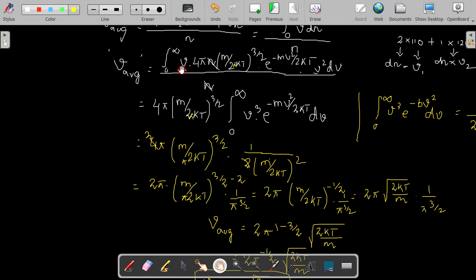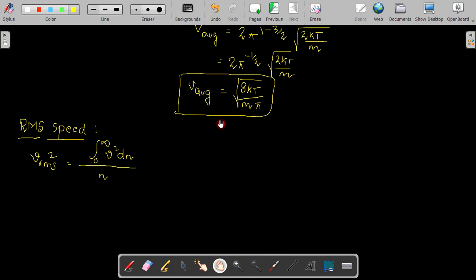This is v square, and there is another v square, so this will become v to the power 4. So that means we have to use one more standard result here in this particular case. And maybe even if I don't derive it, you can actually derive it. It's very simple. If I just give you the result, it is the integral from 0 to infinity of v to the power 4 e to the power minus mv square divided by 2 kt into dv.